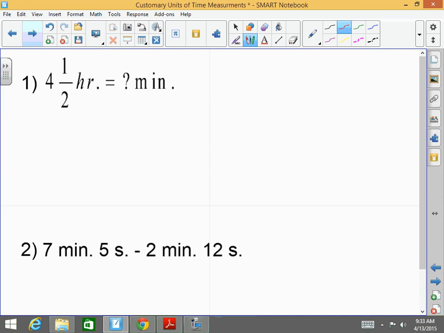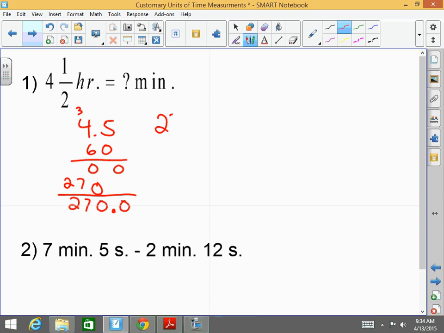Okay. Let's do it. So I have 4.5 hours. That equals how many minutes? First off, how many minutes are in an hour? So am I going from large to small or small to large? Large to small. So am I going to multiply or divide? So I'm going to multiply 4.5 times 60. 0, 0, 0, carry the 3, 27, 0, 0, 7, 2, 270. 270 minutes. It's that simple.